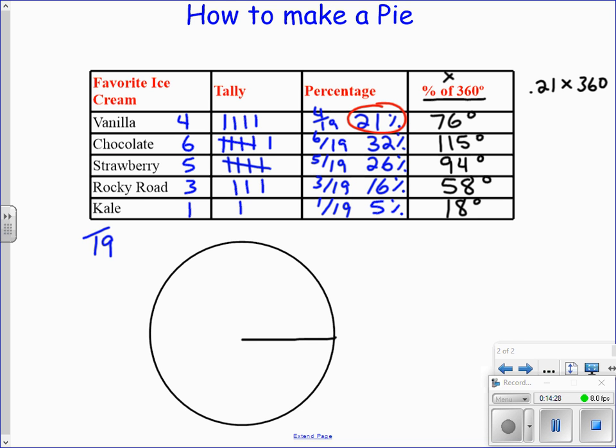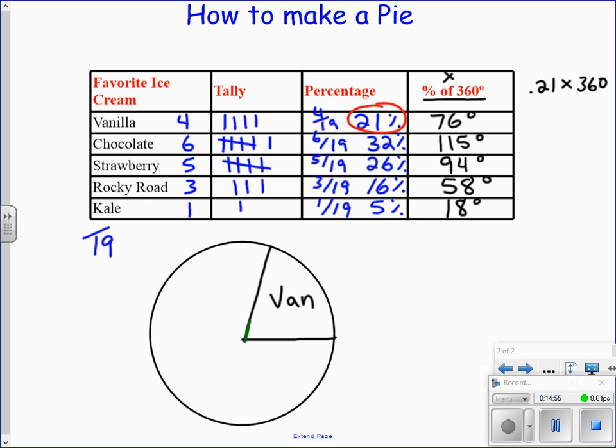I'm going to go 76 degrees. Well, I know that 90 is straight up and down, so 76 is probably going to be over here somewhere, so I'm just going to eyeball it. And I'm going to guess, or make an educated guess if that's vanilla. Then I'm going to use this as my starting spot, this line here, and I'm going to go 115 degrees.